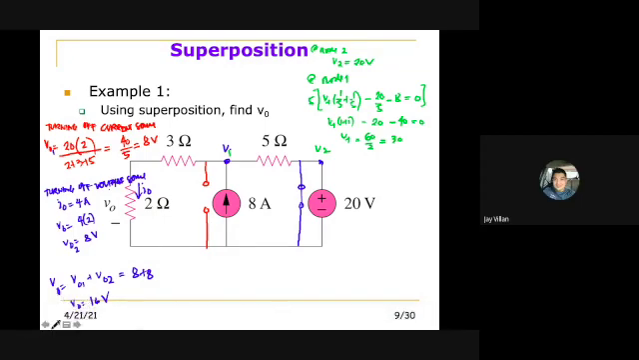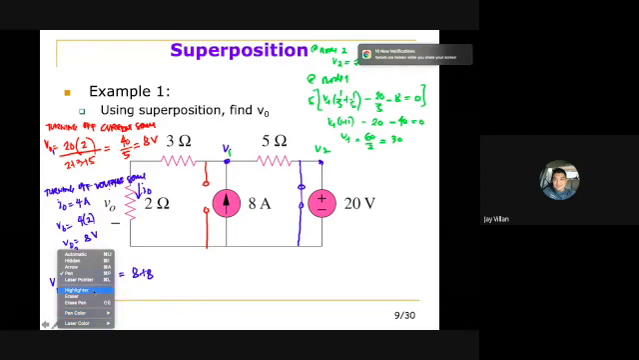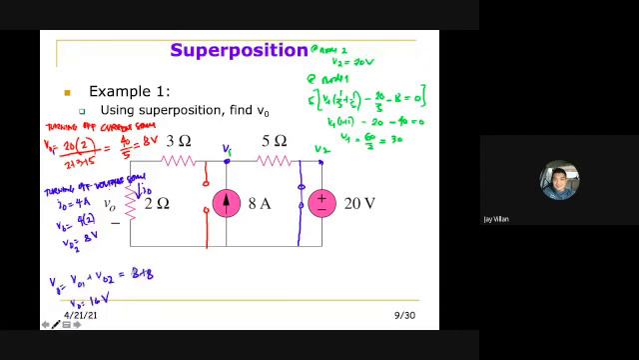Now let's change the color. So this should be 10. So this should be 4, and then therefore this should be 4. So therefore, our answer should be 12 volts. Right? Yes, so we can check whether this answer is correct. That's why we're checking. So let's go back to green.